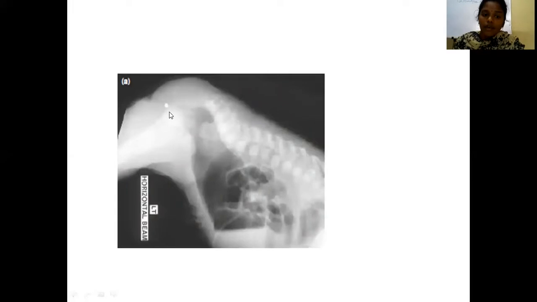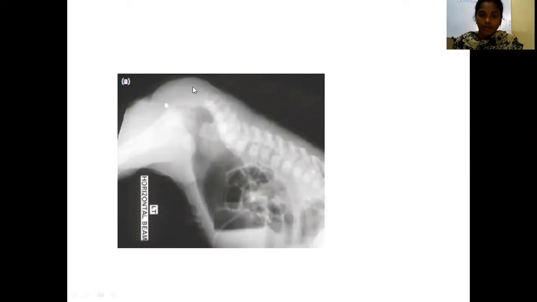Another way is to measure the distance between the metal marker and the distal air shadow, the rectal pouch air shadow. If it is more than 2.5 centimeters, it indicates a high anorectal malformation. If it is below 2.5 centimeters, it indicates a low anorectal malformation.